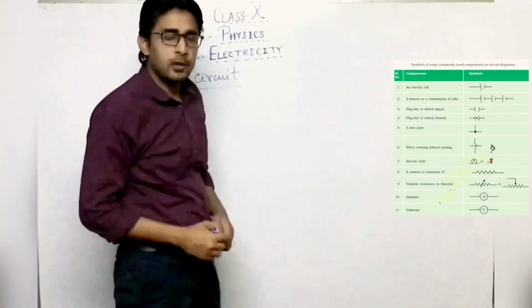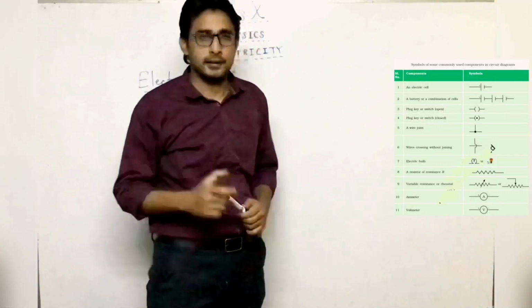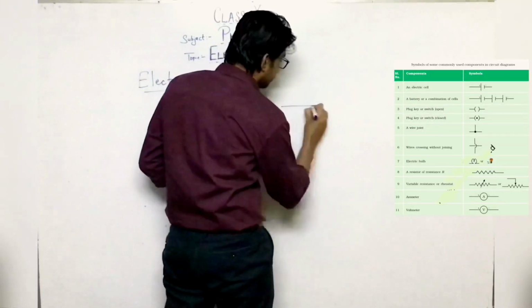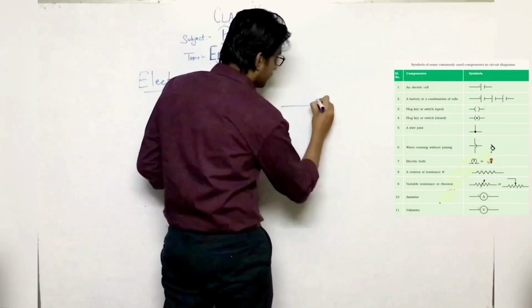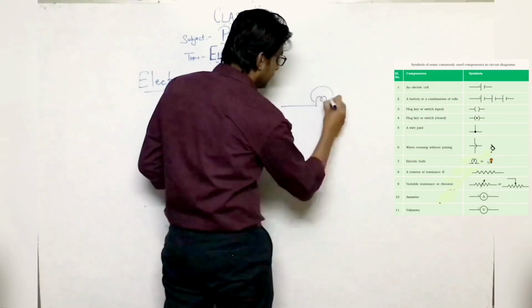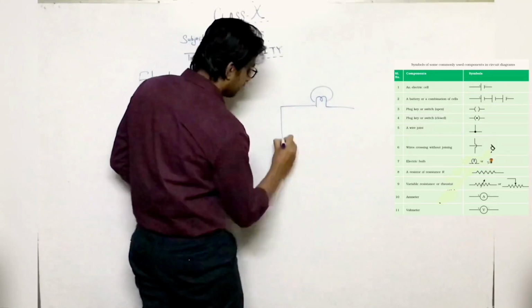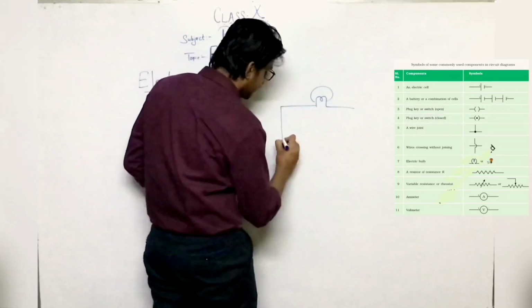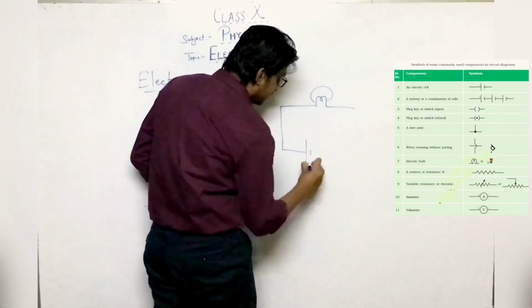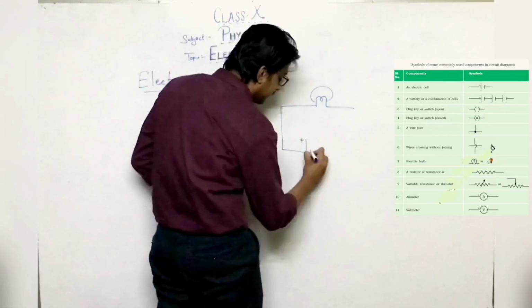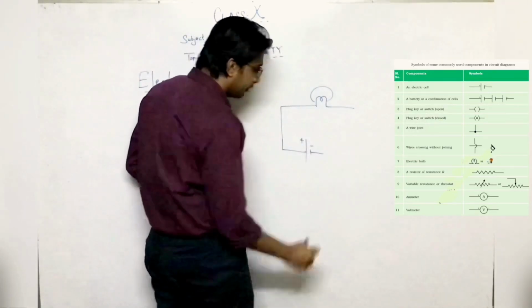Now we will draw a simple electric circuit. We can use copper wire for connections. Suppose this is a bulb. This is a copper wire which is used for connection between various electrical components. Now this is a cell. This big line indicates the positive terminal and this small line indicates the negative terminal.